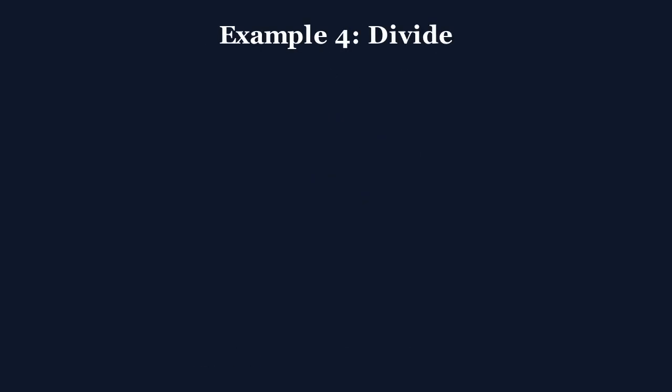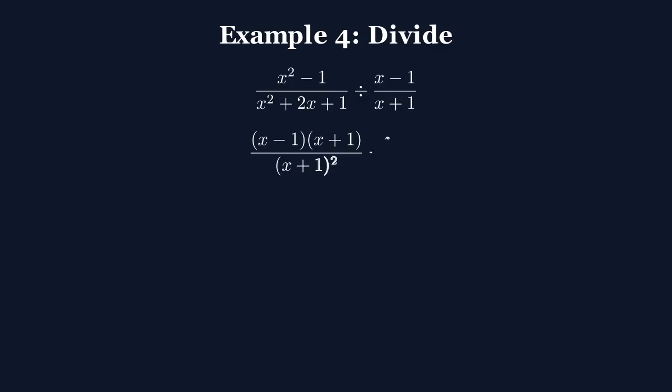Example 4. Divide x squared minus 1 over x squared plus 2x plus 1 by x minus 1 over x plus 1. Keep the first fraction, change division to multiplication, and flip the second fraction. Factor x squared minus 1 as x minus 1 times x plus 1. Factor x squared plus 2x plus 1 as x plus 1 squared. After canceling, the answer is 1.